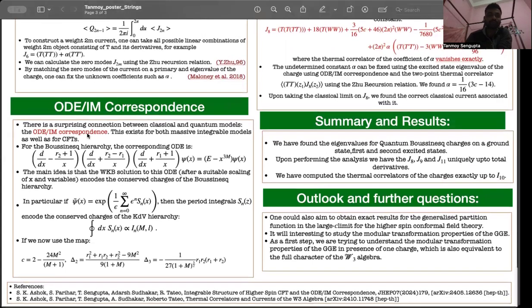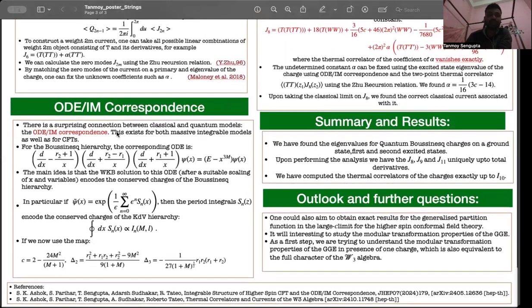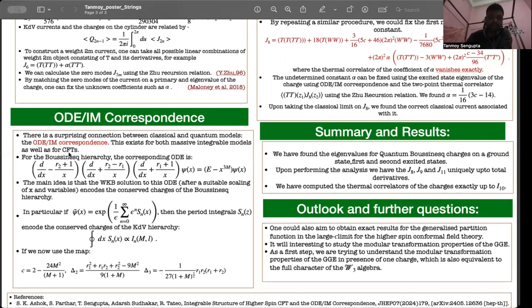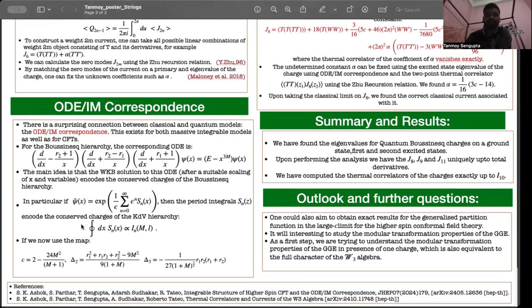Now, for the W3 hierarchy, we don't have the eigenvalues, so what we use is the ODE/IM correspondence. Here, this is the ODE corresponding to the Boussinesq hierarchy, and here we study the WKB expansion of this ODE. The period integral of something called S is proportional to the charges, and here M and L are some variables in the differential equation, and the map with CFT data is given by this relation.